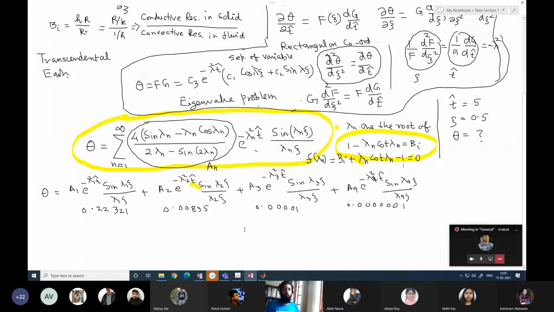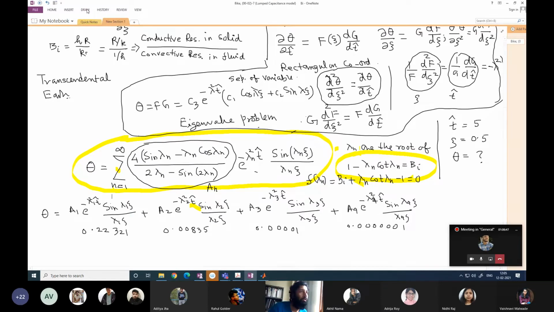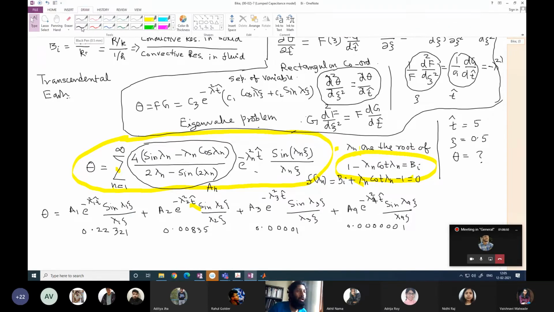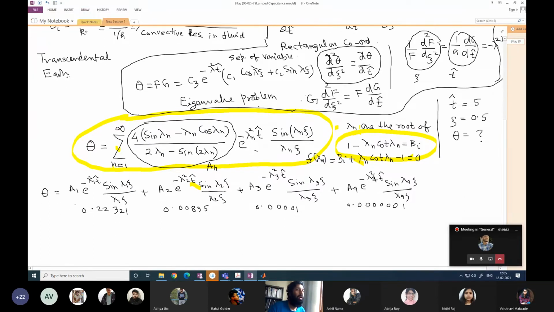Okay. Now more practical things. You can see that actually this first term itself gives you a very reasonable approximation. This first term itself is a reasonable approximate value of theta.